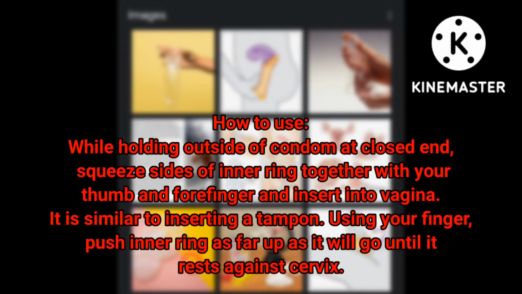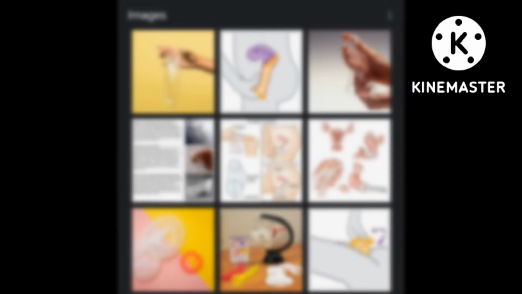How to use? While holding the outside of the condom at the closed end, squeeze the sides of the inner ring together with your thumb and forefinger and insert into the vagina. It is similar to inserting a tampon. Using your fingers, push the inner ring as far up as it will go until it rests against the cervix.